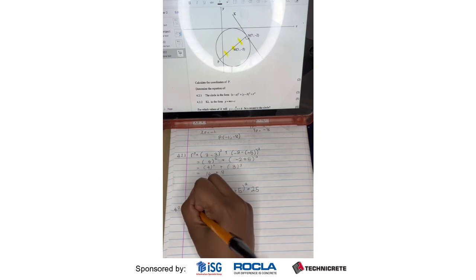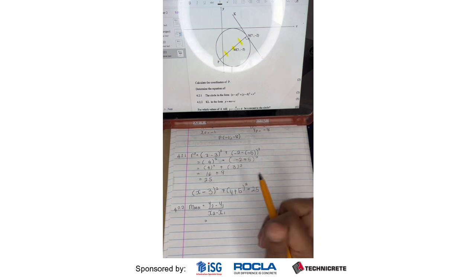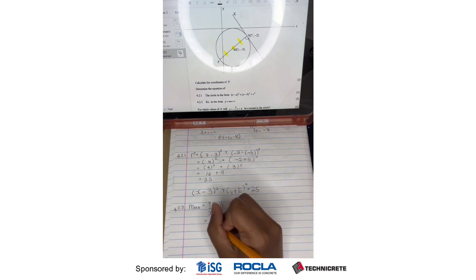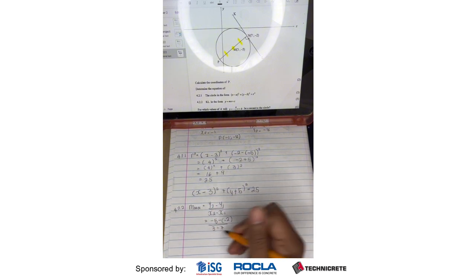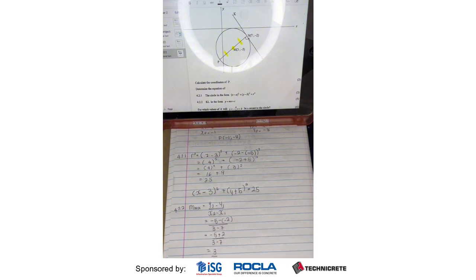So the first thing that we're doing is finding the gradient of MN. So y2 minus y1 over x2 minus x1. N values, we've got minus 5 minus 2 over 3 minus 7. Minus 5 minus minus 2 is going to be minus 5 plus 2 over 3 minus 7. So I'm going to have 3 over 4.